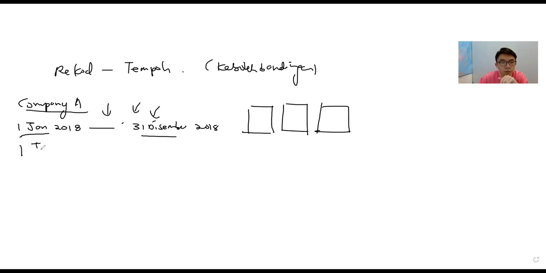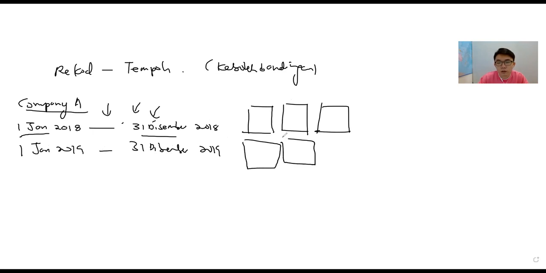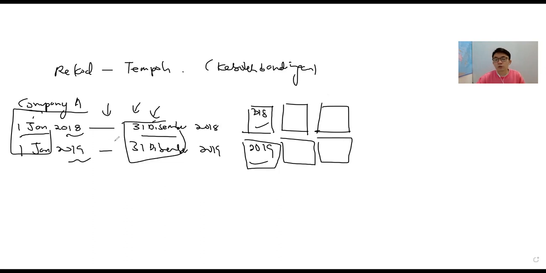Then you continue to do the same thing. 1st January 2019 sampai 31st December 2019. Whatever happens in 2019, from 1st January sampai 31st December 2019, you record in one penyata. Can you see it? So now, when we want to bandingkan 2018 and 2019, we can do bandingkan, because the time is the same, from 1st January sampai 31st December. It's just a different year. So we can compare year by year.